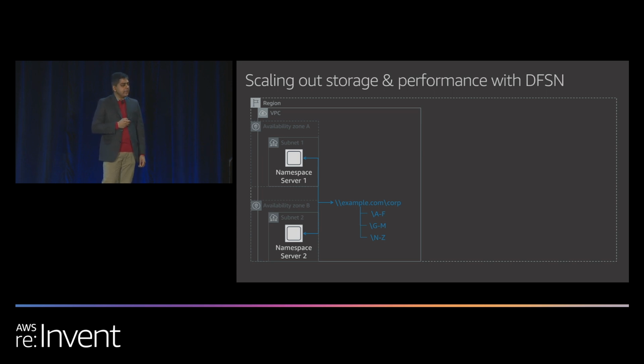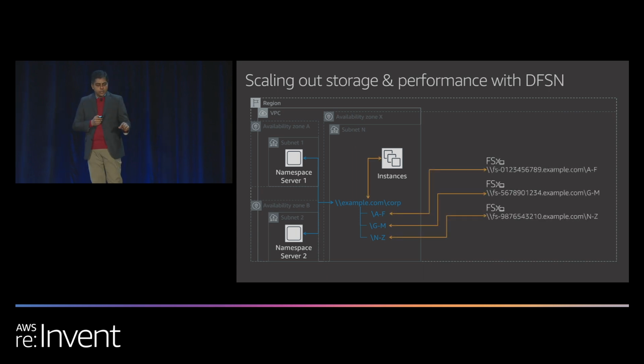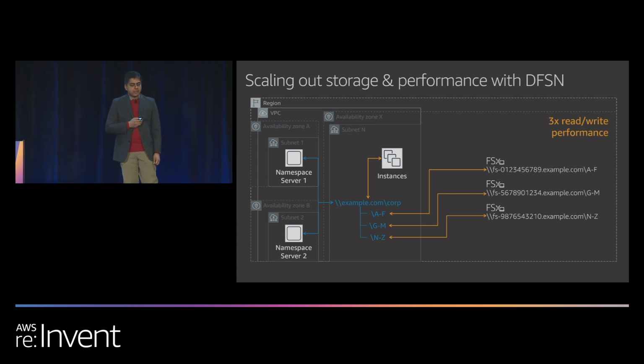So in this case, you can divvy up your data such that each of these namespace folders points to separate Amazon FSx file systems, so that overall, when your client instances are accessing your data, they still get one unified common namespace. They don't need to know where the data is being backed. All they need to know is, I'm accessing the folder A through F, for example. And then behind the scenes, DFS namespaces maps that access over to the appropriate FSx file system that is specified as the link target for that DFS namespace. So with this kind of scaling out, you can get 3x the read and write performance in this example using 3 FSx file systems.